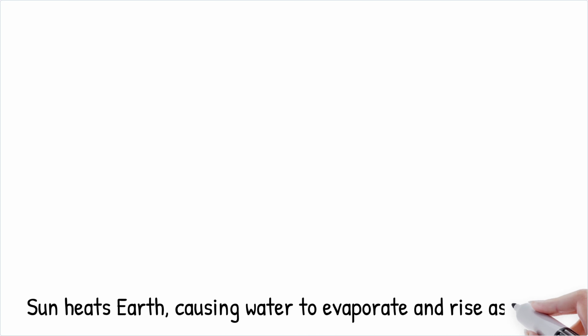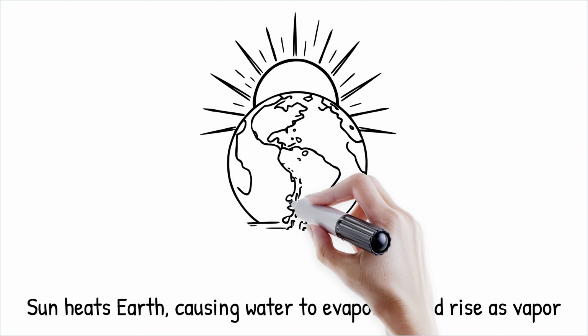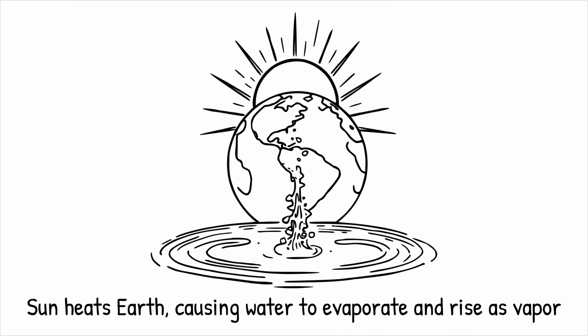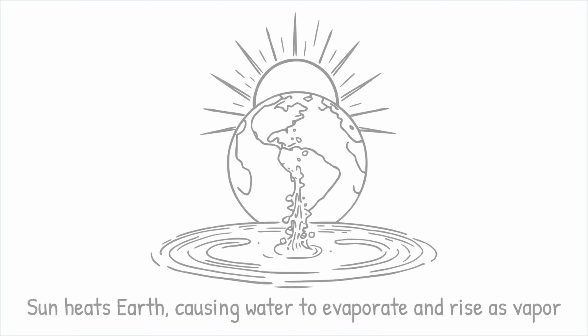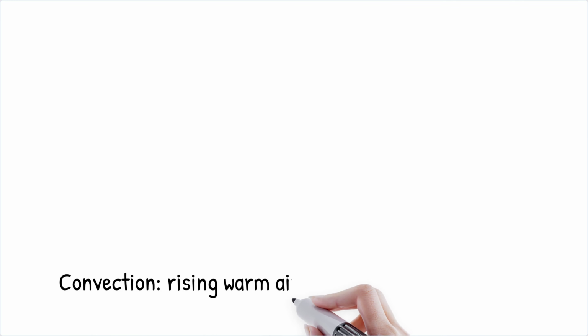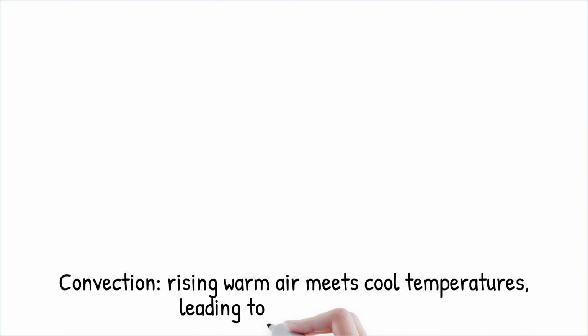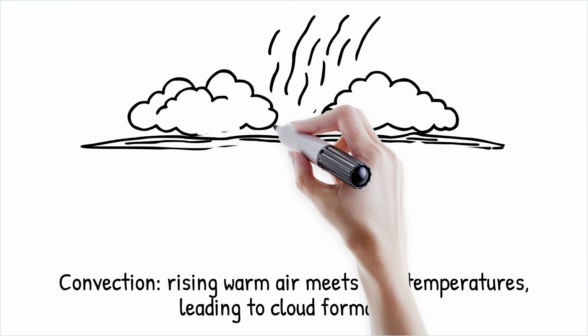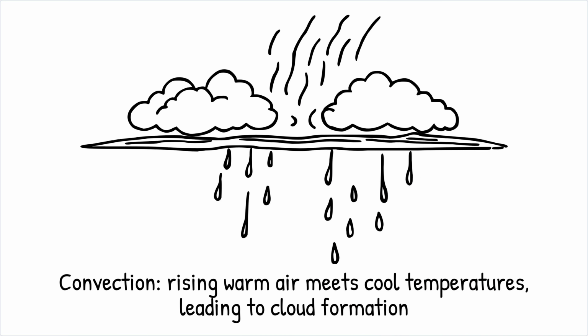It all begins with the sun's energy heating the Earth's surface, causing water from oceans, lakes, and rivers to evaporate into the atmosphere as invisible water vapor. As the air heats, it rises, carrying this water vapor upwards. This process is known as convection. As the air rises, it encounters cooler temperatures, causing the water vapor to cool as well. This is where things start to get interesting.